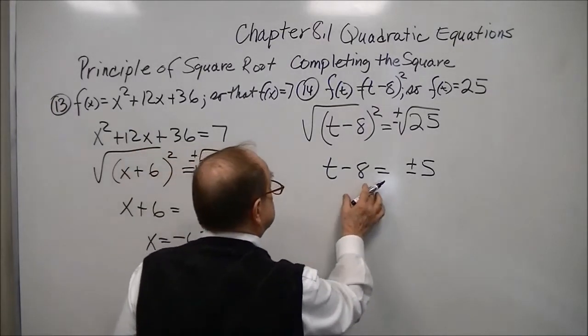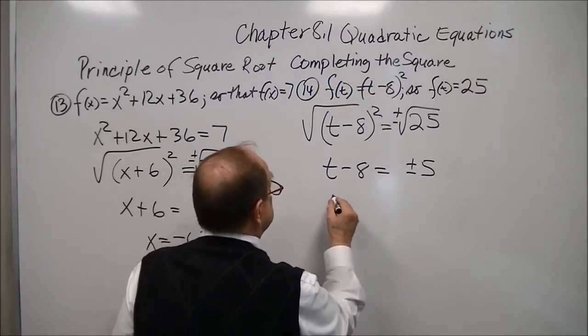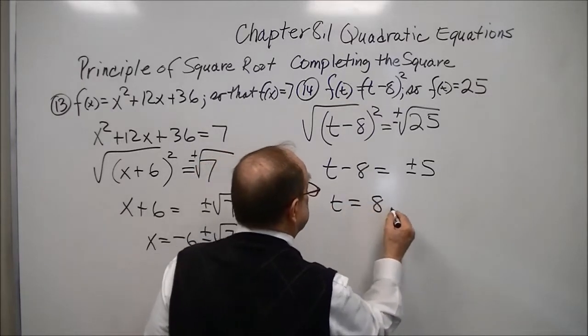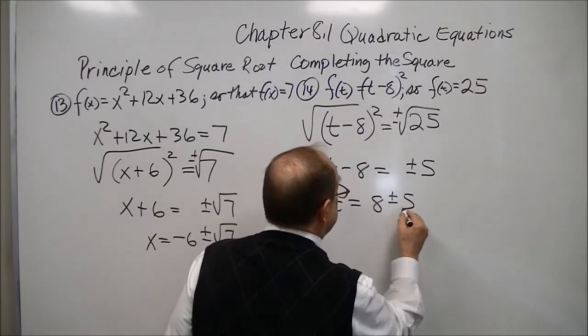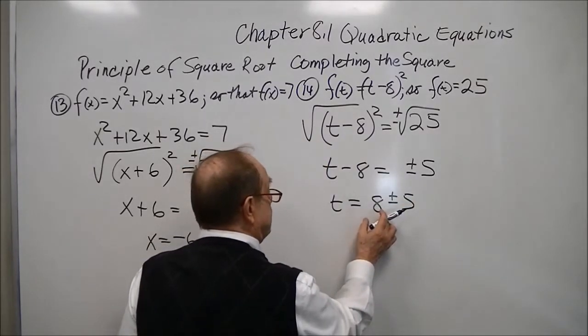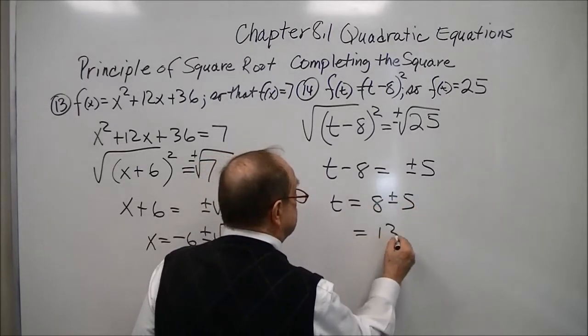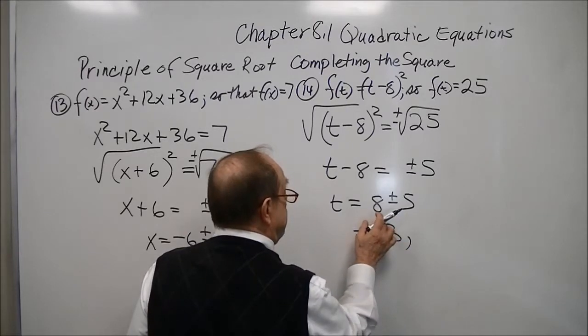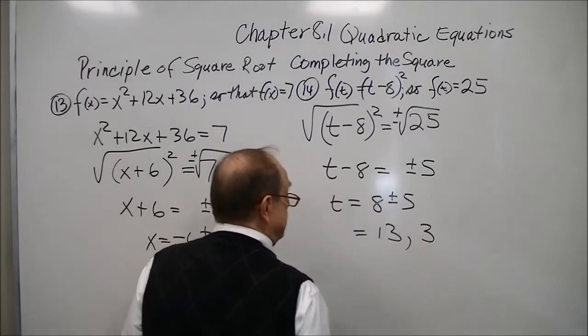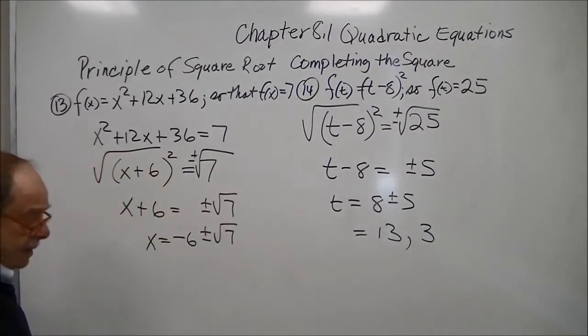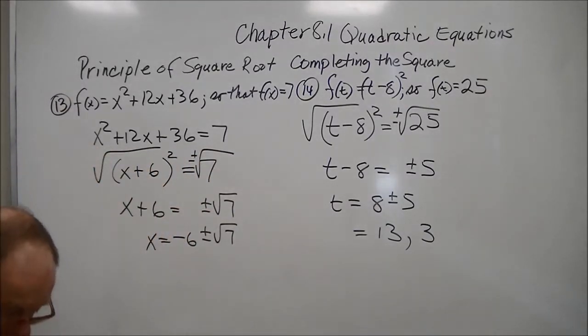So when we bring this over, this is going to be t equals 8 plus or minus 5. And when we add the 8 plus 5, that gives us 13. And 8 minus 5, that gives us a 3. And then we are home. And that's the answer. We are building up to something.